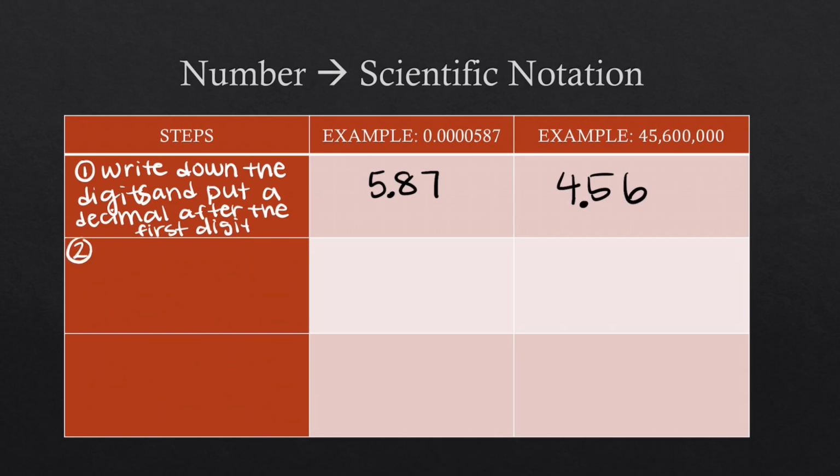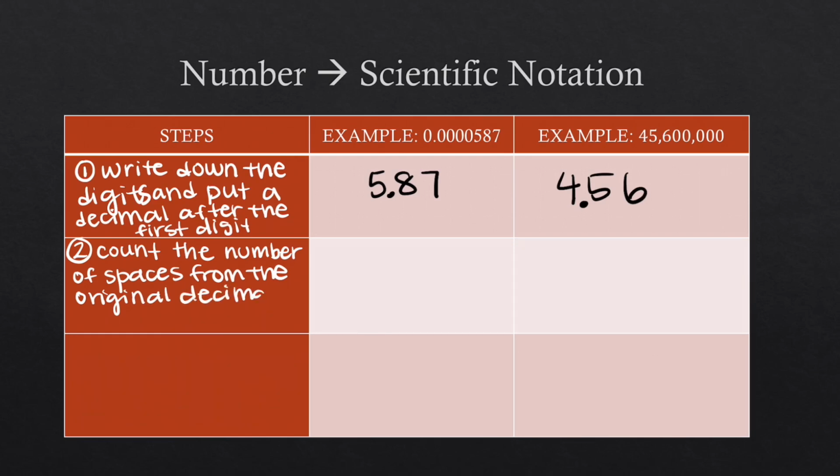Step 2, count the number of spaces from the original decimal to where it is now. So if I start with a decimal, I'd count from the decimal to where it is, which in this case is 5 places. If I start with a bigger number, I'd go from the end, since there's an invisible decimal there, and I'd count the number of spaces leftwise, which is 7 spaces.